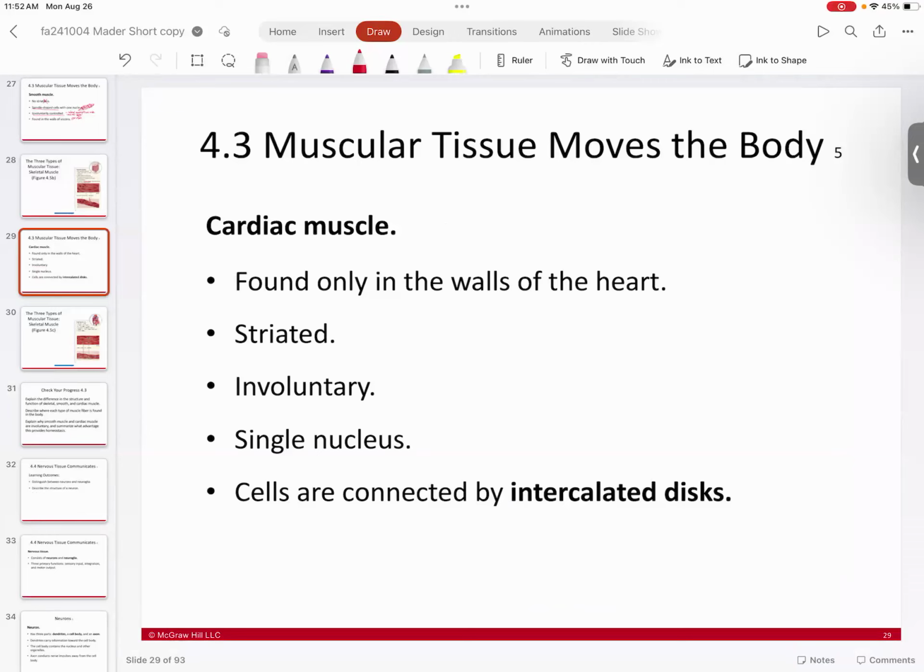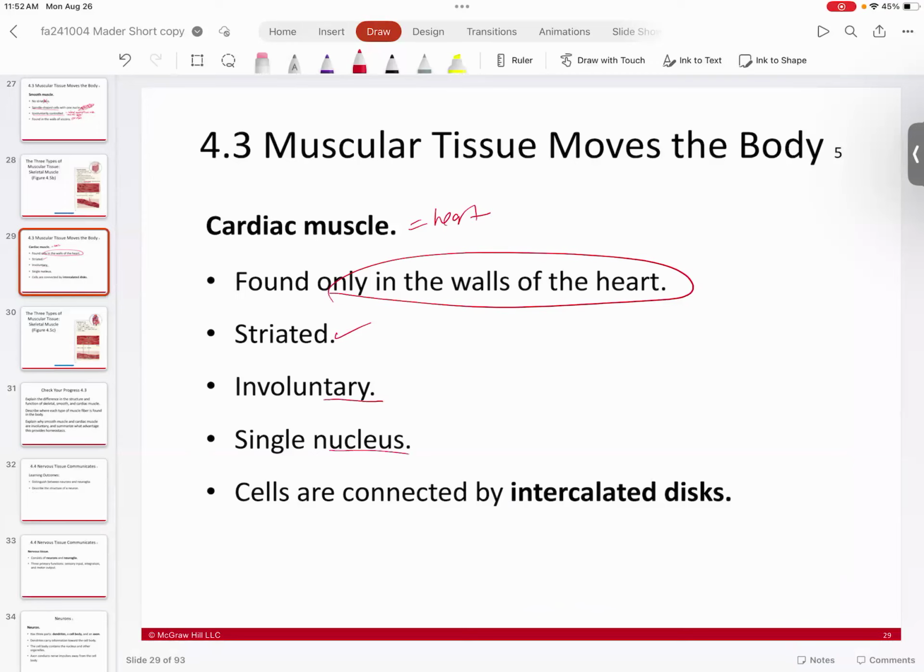Then cardiac muscle is only found in the walls of the heart. This is basically the heart, which is made up of cardiac muscle. It's also striated, similar to the skeletal muscle. It's involuntary, and it typically has a single nucleus.